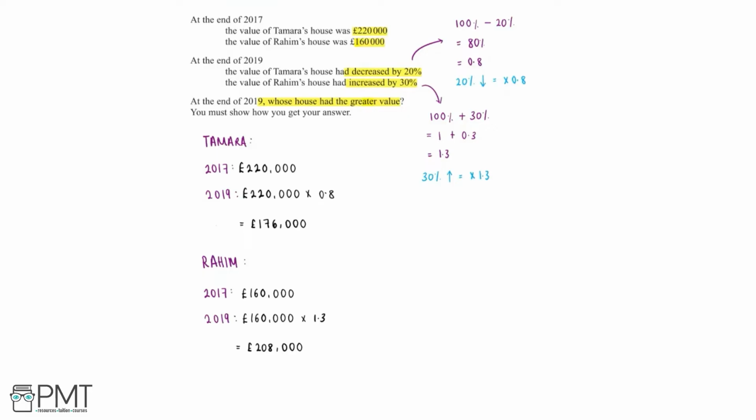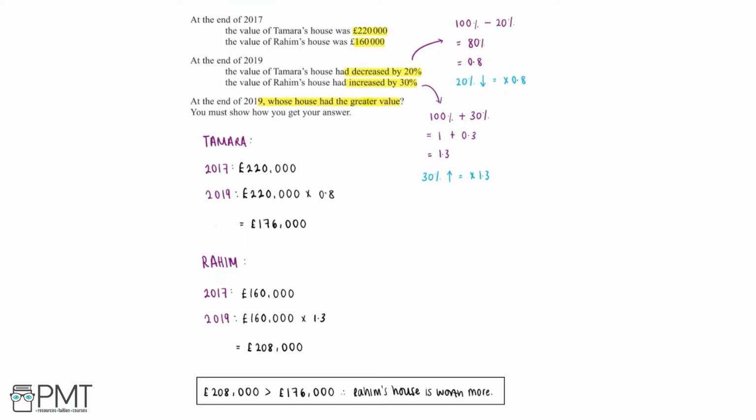We need to find out whose house had the greater value at the end of 2019. We know that Tamara's house was worth £176,000 at the end of 2019, and Raheem's house was worth £208,000 by the end of 2019. And since £208,000 is greater than £176,000, we can say that Raheem's house was worth more at the end of 2019.